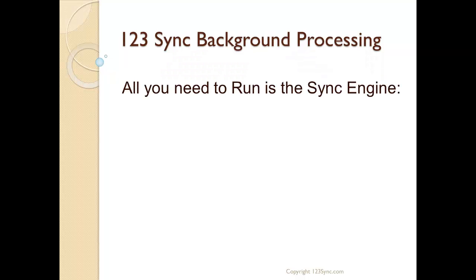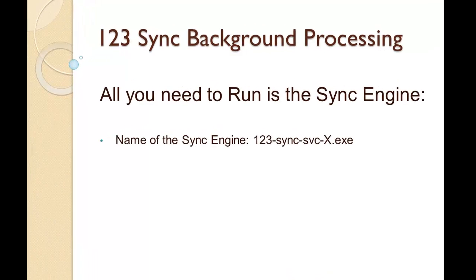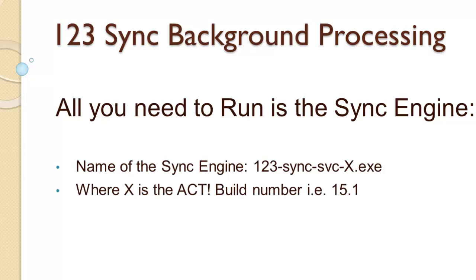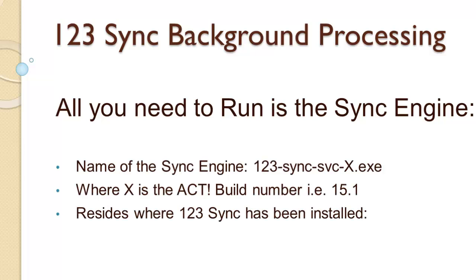So to recapitulate, all you need to run the 123Sync engine is to know the name of the sync engine for your Act build, which is 123Sync svc-x, and could be 15.1, and then just know where it's installed. And in general, it's installed in C:\Program Files\123Sync 2014, and then just call that from any program that you want, and 123Sync will then run.